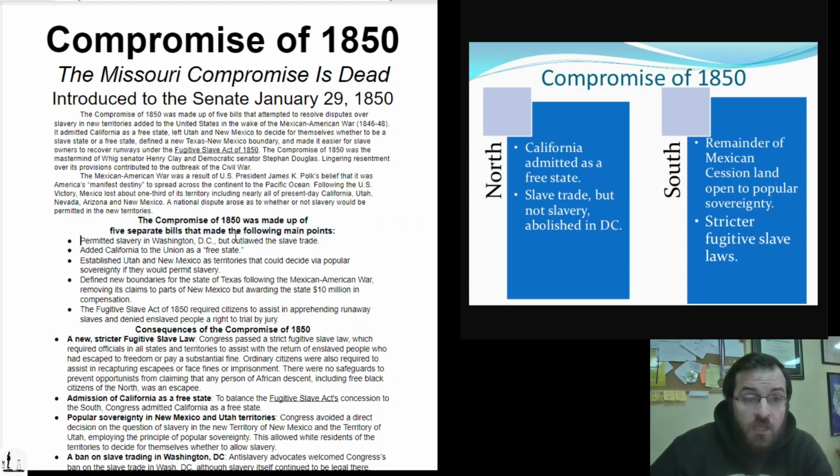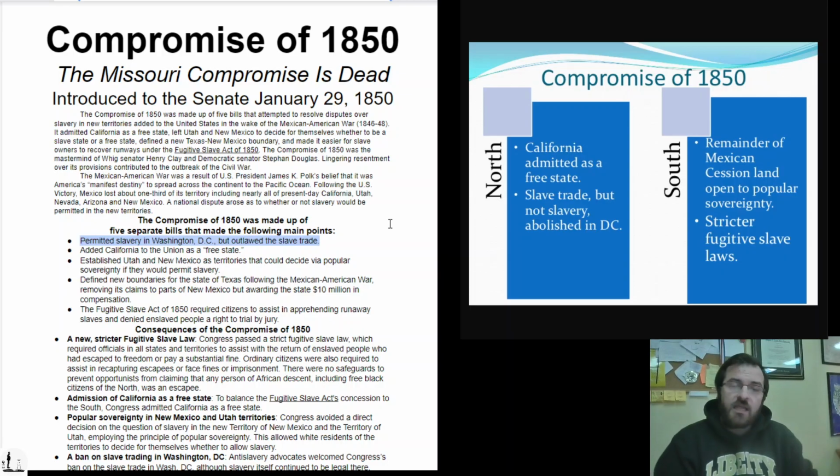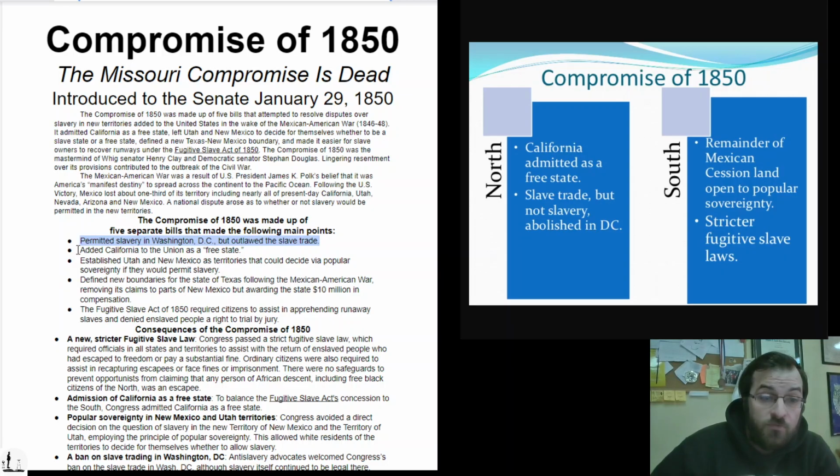First off, it permitted slavery in Washington, D.C. Slavery is allowed in Washington, D.C. This way, Southern slave owners that became members of Congress could bring their slaves with them. However, slave trade in Washington, D.C. was going to be outlawed. So you could no longer buy or sell slaves in Washington, D.C. California is added to the Union as a free state.